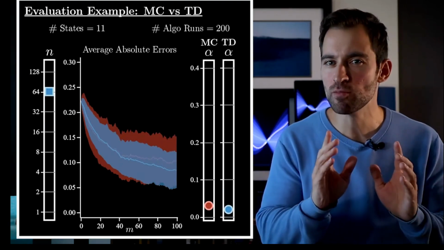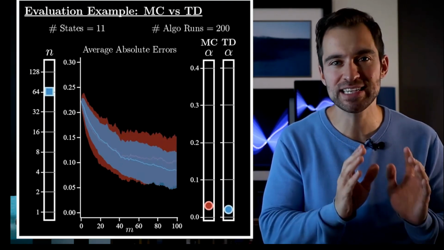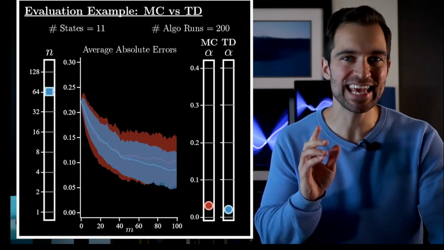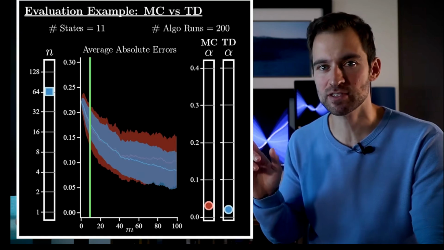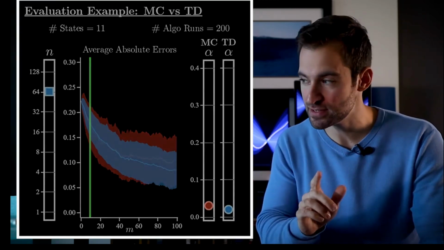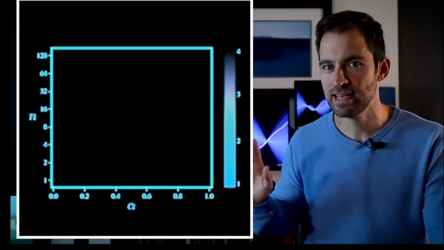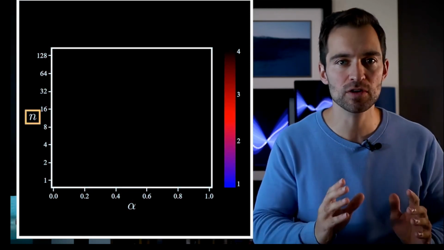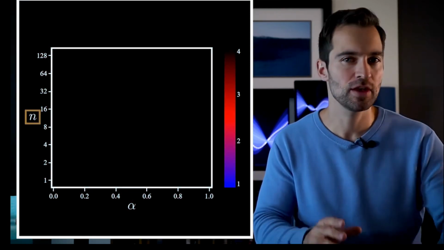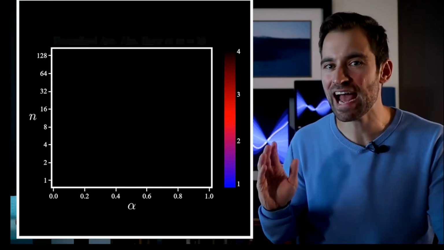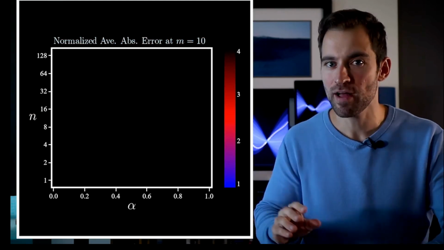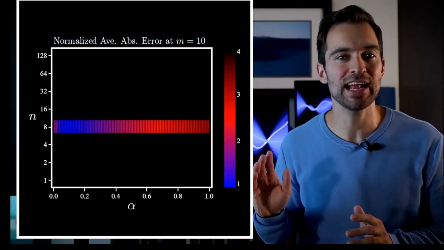But now, let's try a more direct perspective for viewing TD's trade-off between n and alpha. What we'll look at is the average error after 10 episodes. What I mean is this. Here, we have alpha along the horizontal axis and n along the vertical axis on a log scale. Using colors, I'll show the average error after processing the 10th episode. For example, this is what errors look like for n equals 8.